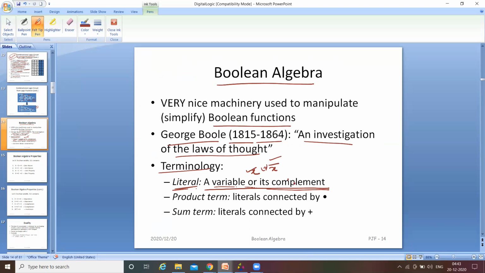Product term: literals connected by dot. Product terms are all dot terms. For example, X dot Y is a product term, or X bar dot Y bar is a product term. Next, X bar dot Y is another product term, and A dot B bar is another product term like this. And a sum term is literals connected by plus. So this is A plus B, one sum term. A plus B bar is a sum term like this.